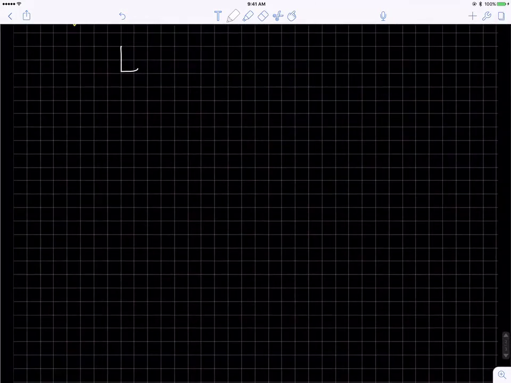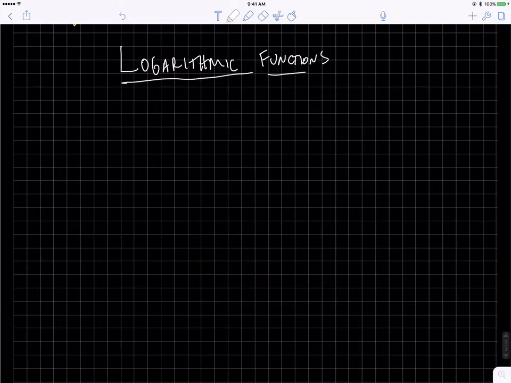This will be your intro to logarithms. So to talk about logarithmic functions, we're going to start off talking about exponential functions as they are related.